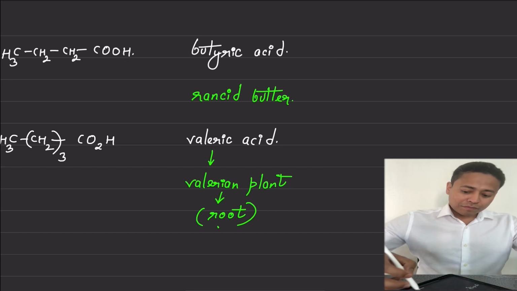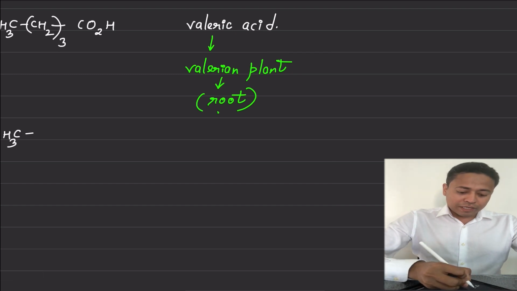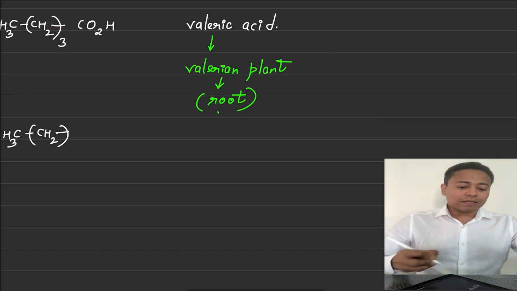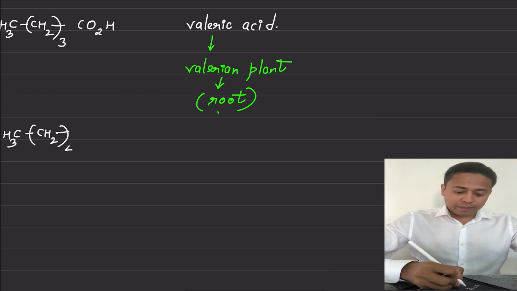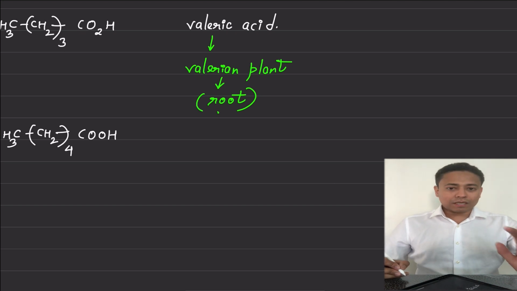Okay, going forward with the next compound, I'm sure you must be very easily able to understand that now. I will write CH2 4 times. I will write here COOH. That makes it a 6 carbon atom carboxylic acid.